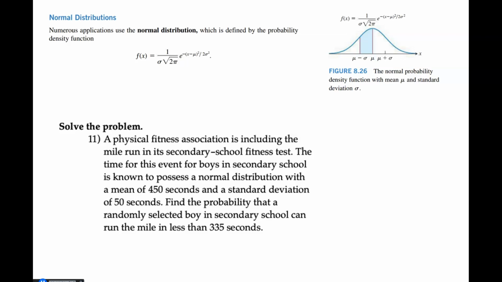It says f of x equals 1 over sigma times the square root of 2 pi times e to the negative x minus mu squared over 2 sigma squared. So we're going to discuss what those little components mean in just a second. But what I'm getting at here is that a lot of data takes on this bell-shaped curve.